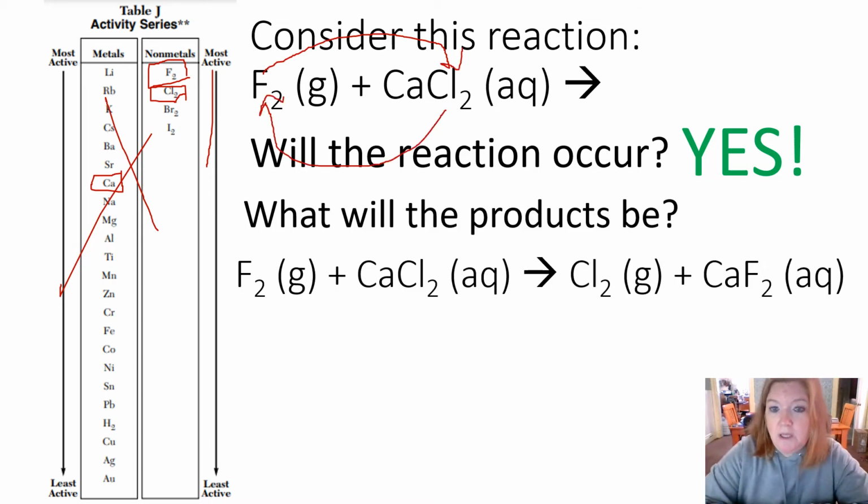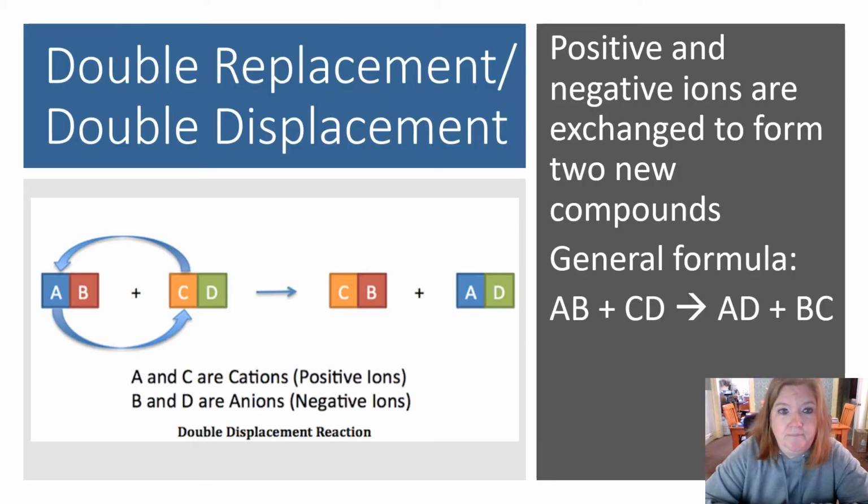So what will it look like? Like this. And the formula is correct, so it is all set. All right, then we have double replacement or double displacement. So we have compounds on both sides, two compounds. But what happens is the cations, the positive ions, and the anions, the negative ions, swap. So they exchange to form two different compounds. Let me show you what I mean.